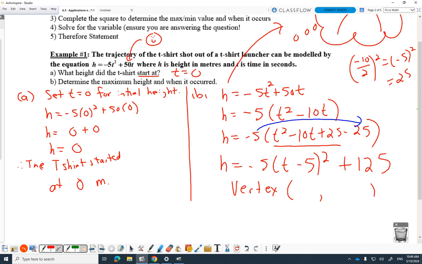Here, you try. Write the vertex, and then write the therefore statement. We want the maximum height and when it occurred. I think we're home free now. Write the vertex, then your therefore statement, and then I'll do it in a minute.